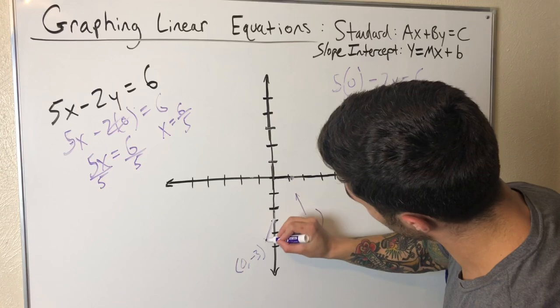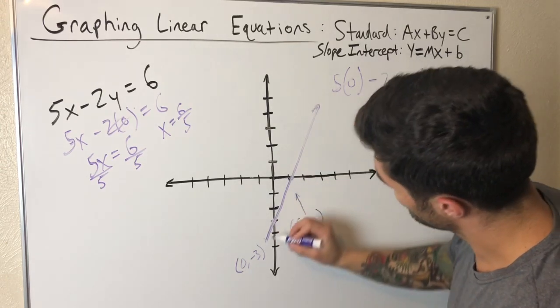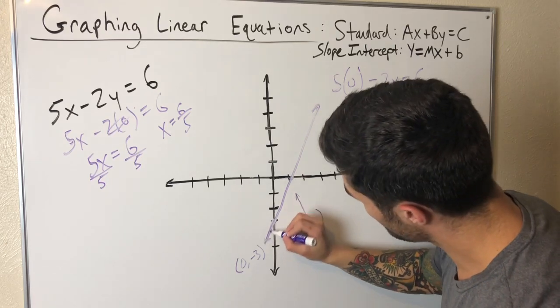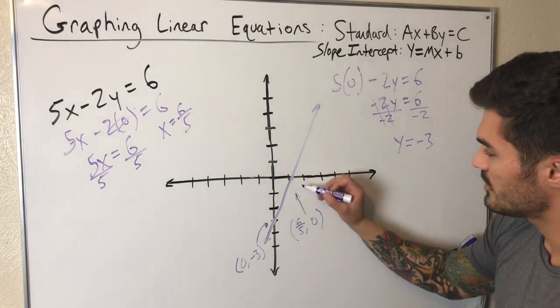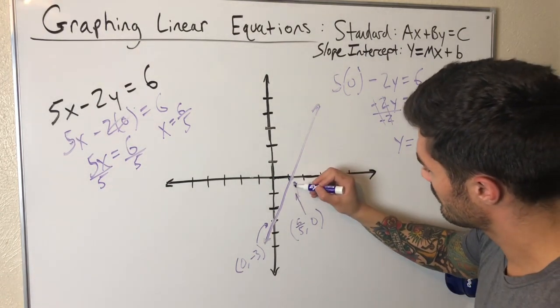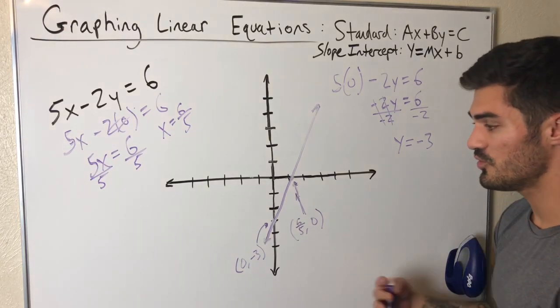Let me see. Start here. Go down all the way through. All right, so that point is 0, negative 3. This point is 6 over 5 comma 0. Sorry, it's a little messy, but hopefully you get the idea.